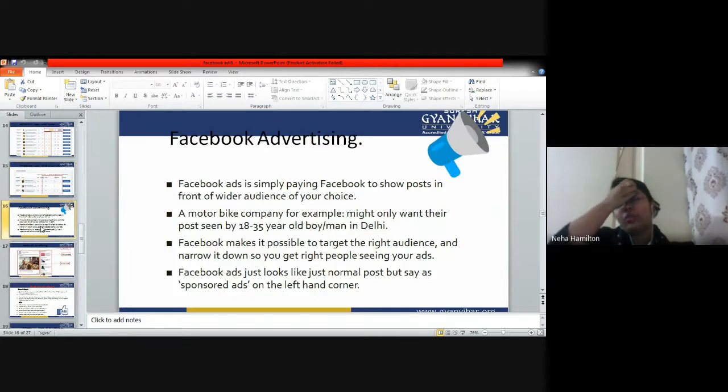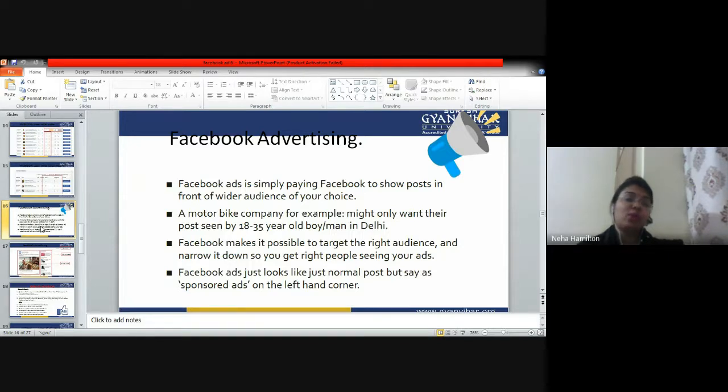Okay. Now let's talk about paid advertising. A Facebook ad is simply paying Facebook to show your post in front of a wider audience of your choice. Very simple. Facebook advertising is increasing the reach and showing your post to a larger number of people. A motorbike company, for example, might only want their post seen by 18 to 35-year-old men or boys in Delhi.